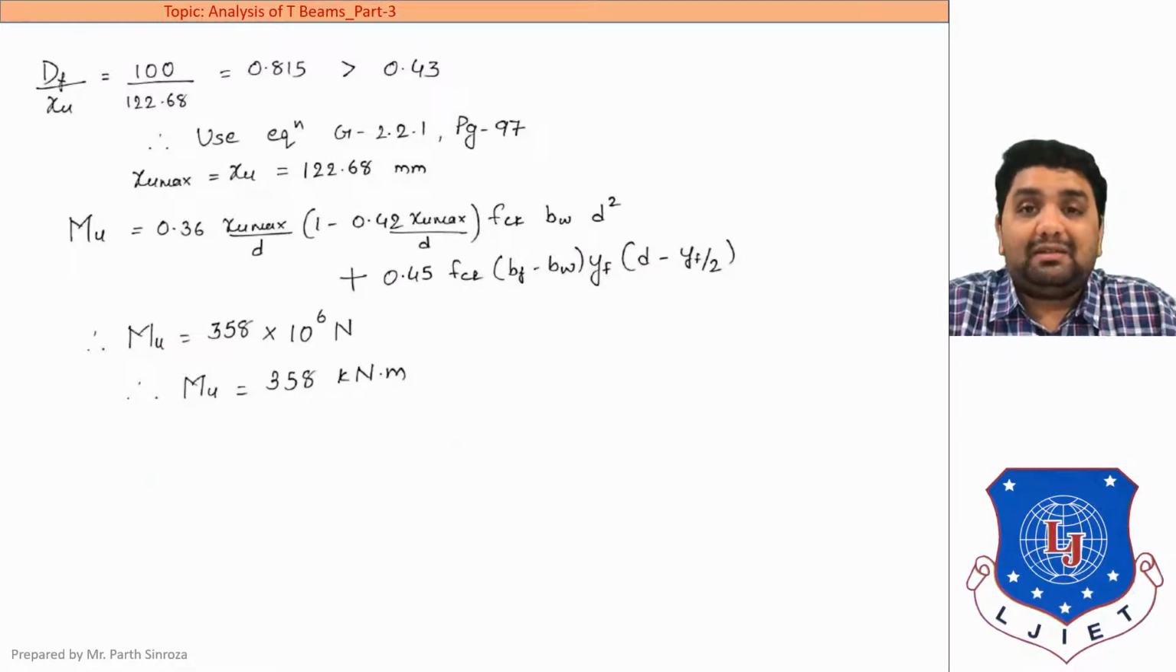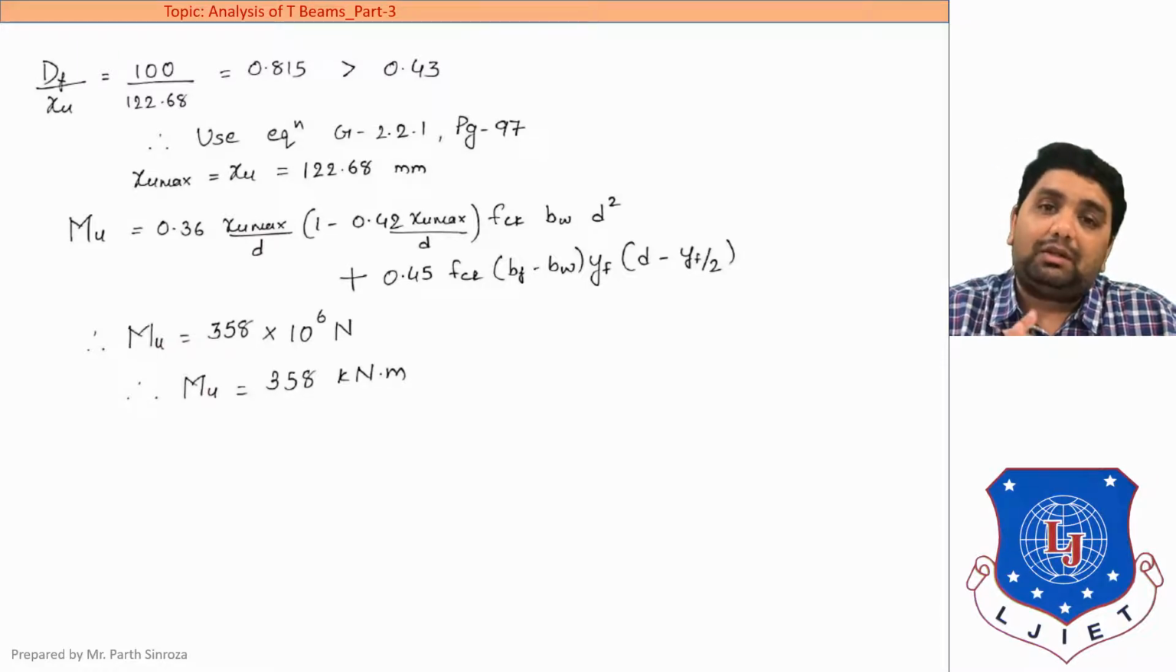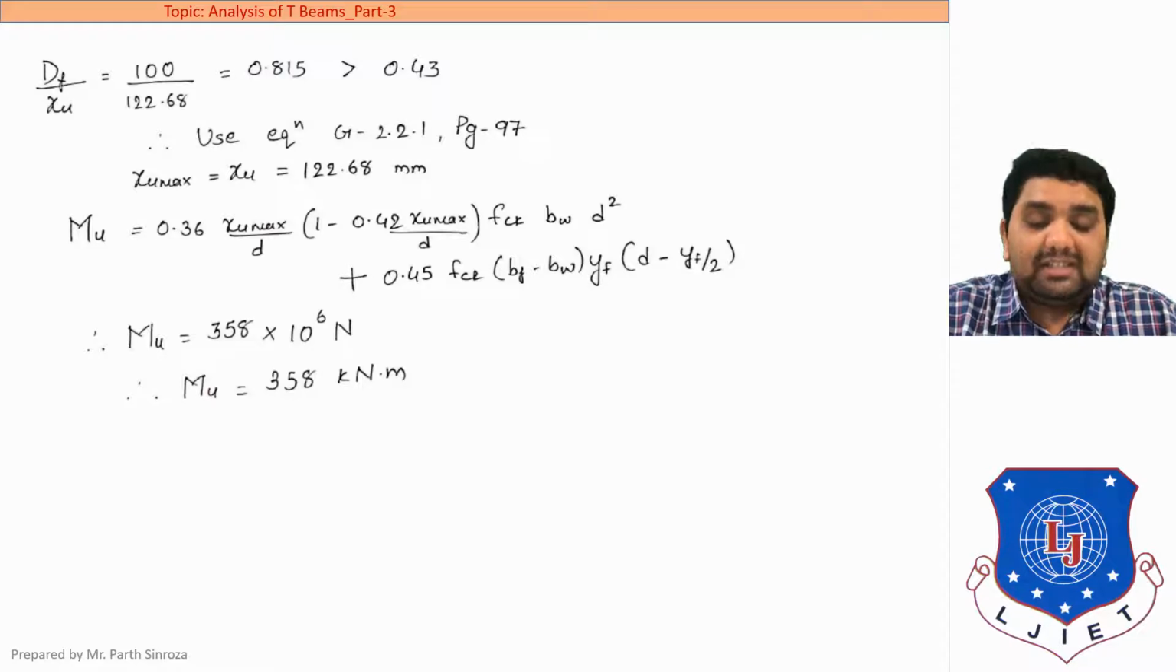Moving towards the next sum, we will be starting with the basic designing of T-beams. Up till now we have seen the analysis of T-beams, and the next portion will be the basic design of T-beams. And basically design means to calculate the amount of steel.